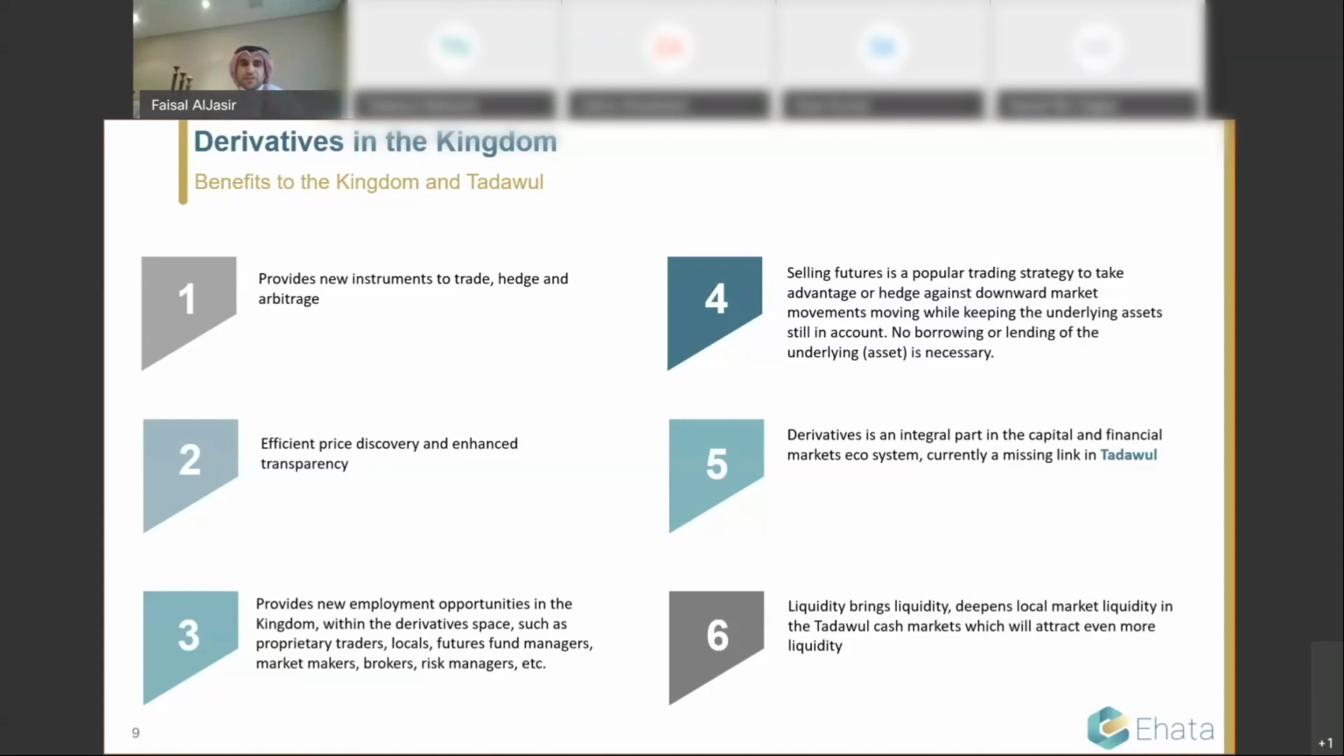Second, we have efficient price discovery and enhanced transparency. And what does that mean? An important aspect of derivatives trading refers to information transmission, because the mechanism of information transmission plays a central role in achieving financial market efficiency. What we mean here is that the quicker the new information is incorporated in asset prices, the higher the information efficiency of financial markets. This can also be called price discovery.